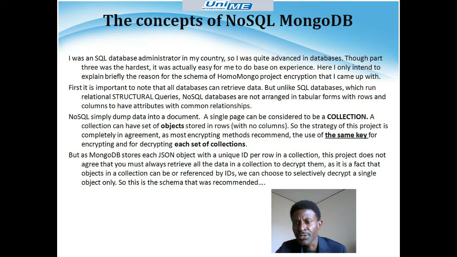But unlike SQL databases, which run structural queries, NoSQL databases are not arranged in tabular forms with rows and columns to have attributes with common relationships. NoSQL simply dumps data into a document. A single page can be considered to be a collection. A collection can have a set of objects stored in rows.